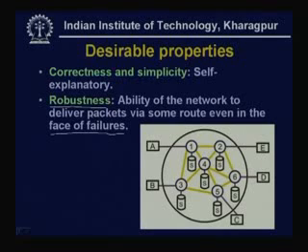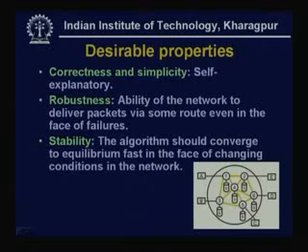So, this property is very important whenever the network load is changing dynamically, and failure is also taking place occasionally or frequently, depending on the network. The fourth important property, after correctness, simplicity, and robustness, is stability. The algorithm should converge to equilibrium in the face of changing conditions in the network. As I mentioned, the queue of packets may keep on changing quickly in the network.